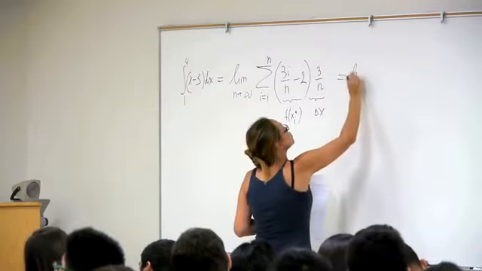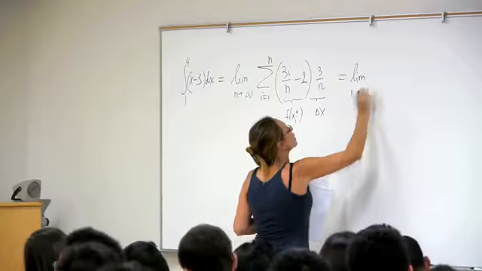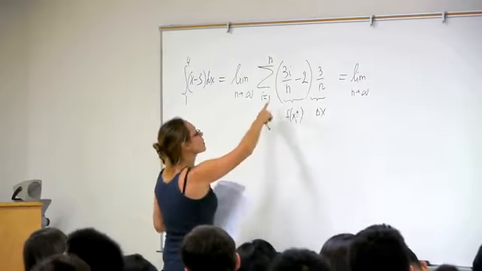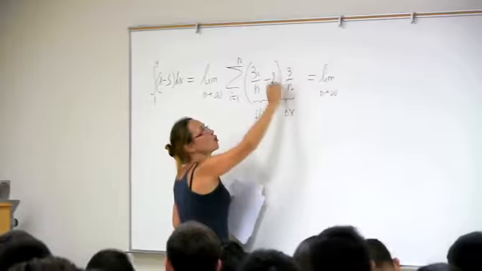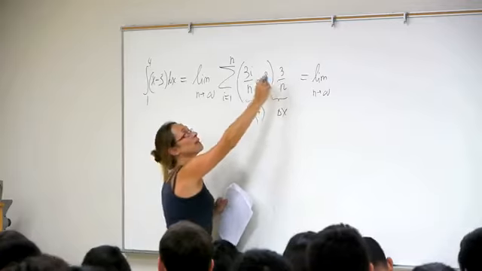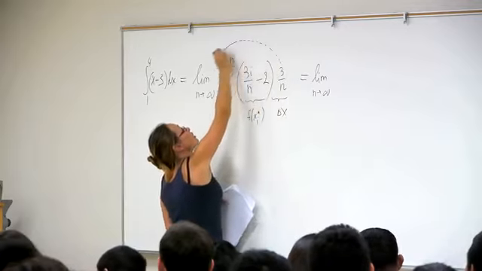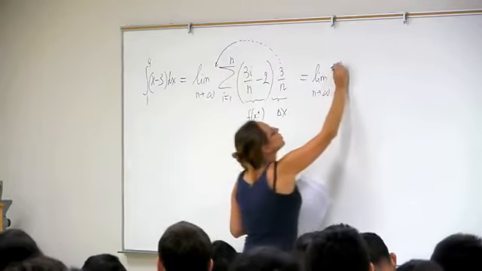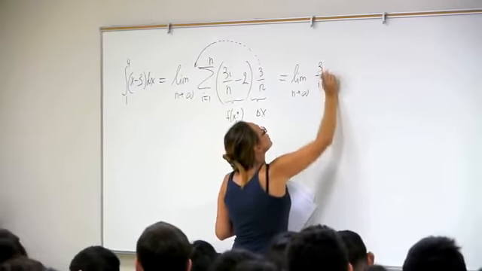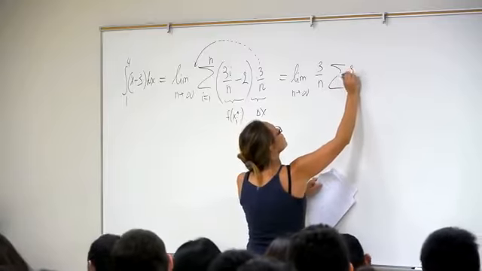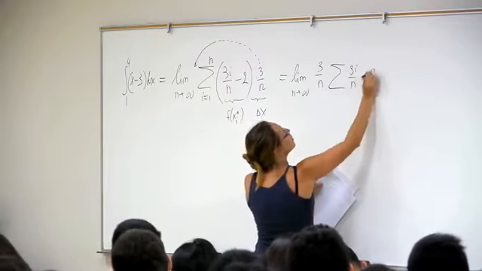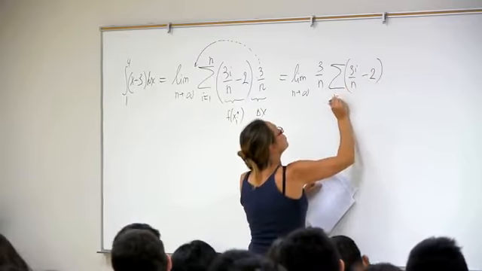So I continue to write limit. To evaluate the sum, I notice that this is a constant. It doesn't depend on i, so this can actually come out here. So I have 3 over n, and here I have a sum of 3i over n minus 2.